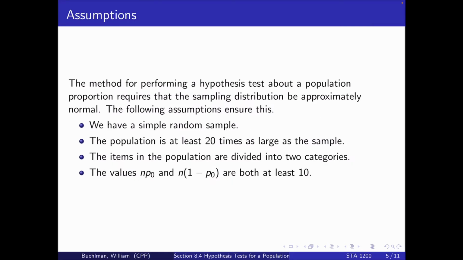In order to use a population proportion, we have some assumptions. The method for performing a hypothesis test about a population proportion requires that the sampling distribution be approximately normal. In order to do that, we have to ensure that the following assumptions are met. We have a simple random sample. The population is at least 20 times as large as the sample. The items in the population are divided into two categories. The values n times p naught and n times 1 minus p naught are both at least 10.